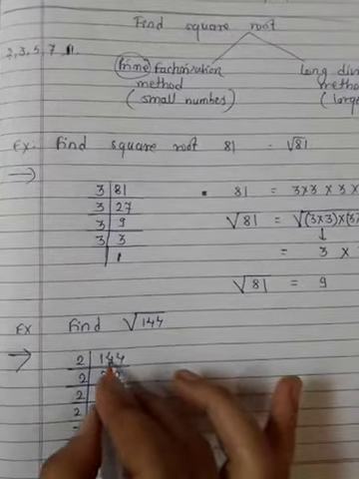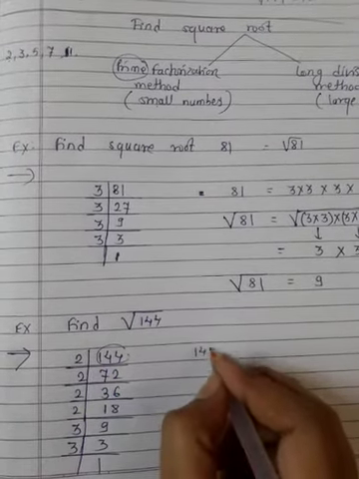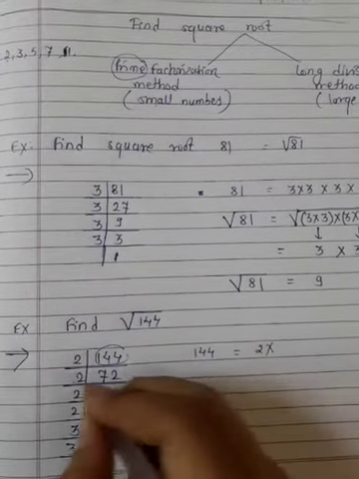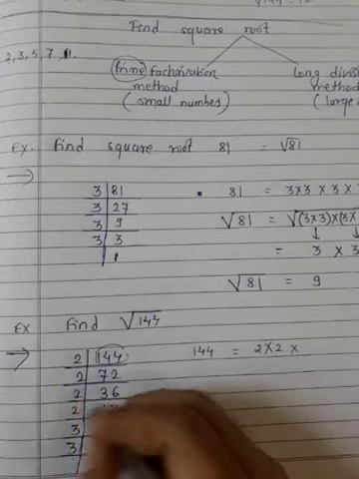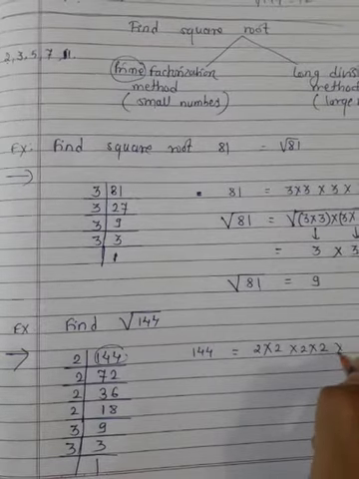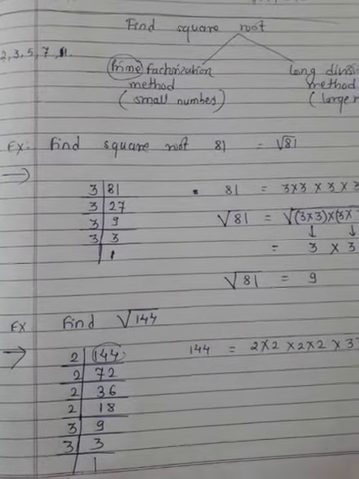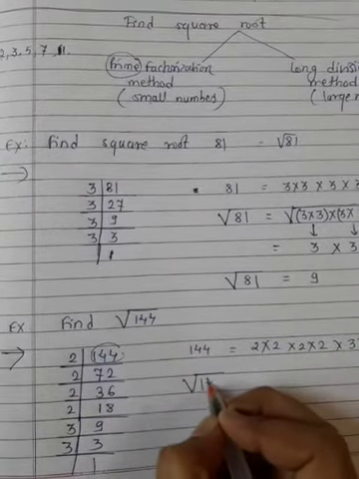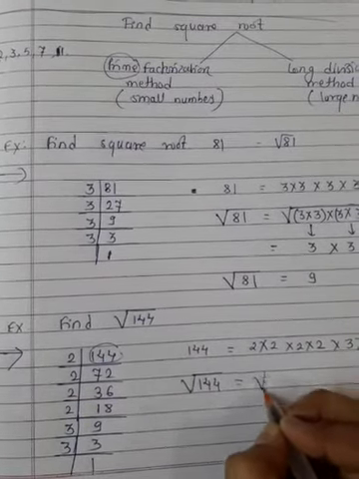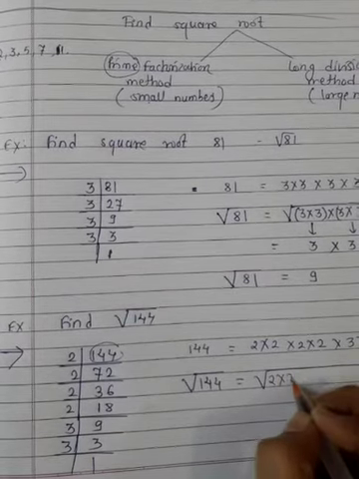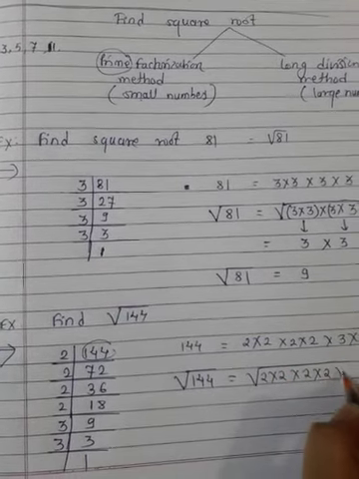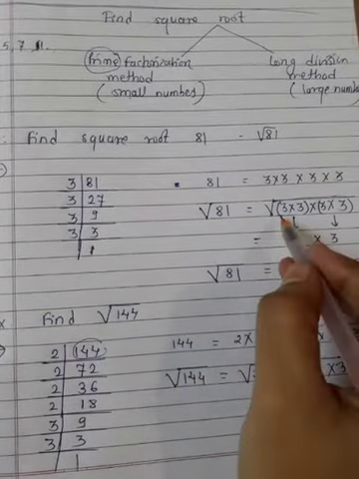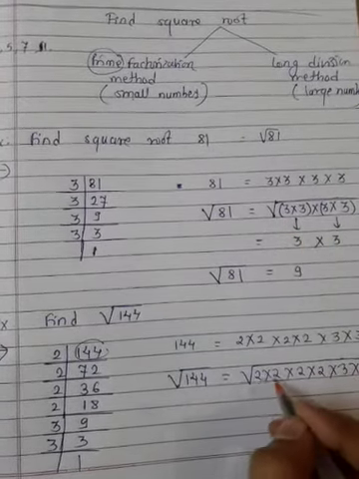Stop here. Write this number 144 as the product of 2 multiplied by 2 multiplied by 2 multiplied by 2 multiplied by 3 multiplied by 3. But we want the square root, so the square root of 144 is nothing but the square root of this. Now what is our next step? Make pairs of the same numbers. So here 2, 2, make a pair.